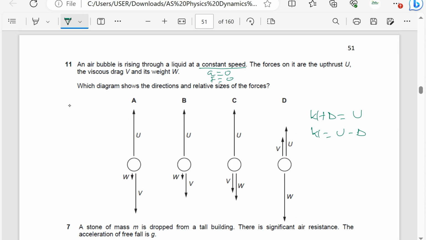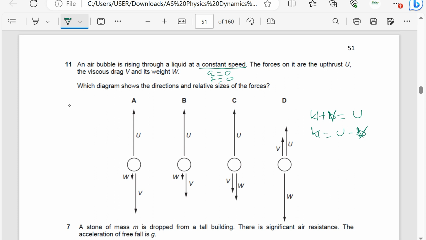So it means the viscous drag, they're using V for viscous drag. Let me use V for viscous drag. So it means the viscous drag must be the smallest. So it means, no, not the viscous drag. To get the weight is the upthrust minus the viscous drag. So most likely the weight is going to be the smallest, but let's begin by eliminating those which do not add up to give us the force in the opposite direction.